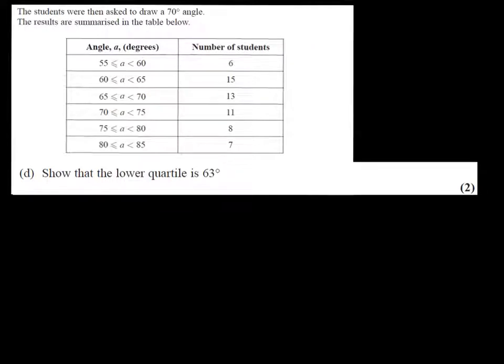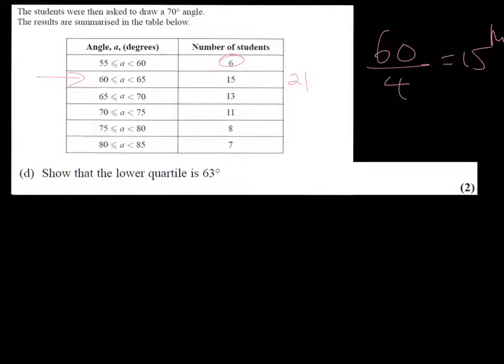For part D, we're going to be using essentially the same technique that we just used, i.e. interpolation, but here we're trying to find Q1. So again, we've got 60 students, so if we want to find Q1, or the lower quartile, we're going to divide by 4, and we're looking for the 15th student. The first 6 are in here, and the next 15 are in here. So we are going to be looking somewhere in this class interval here.